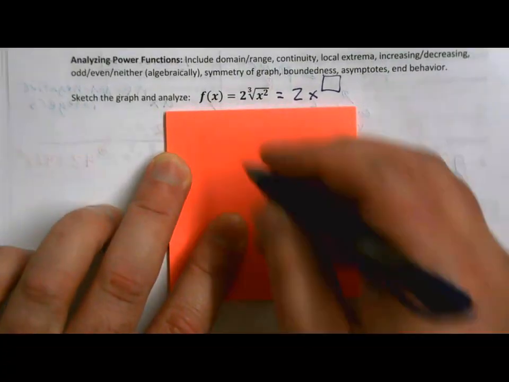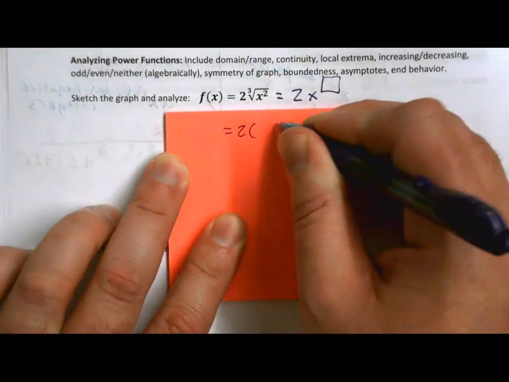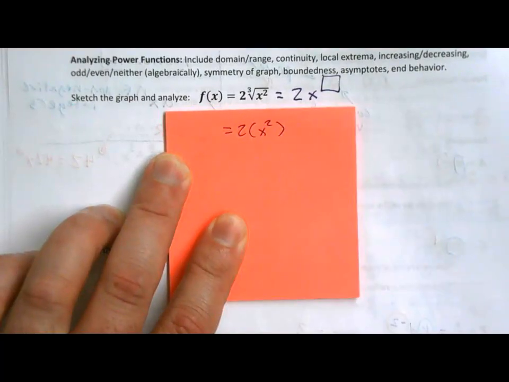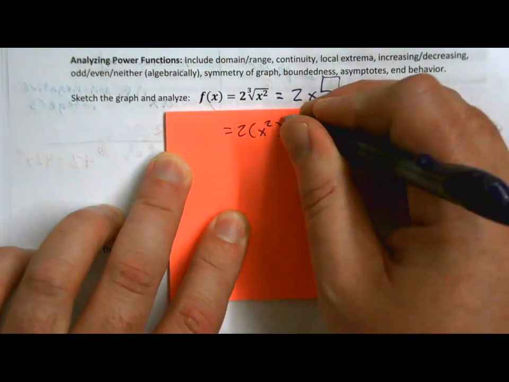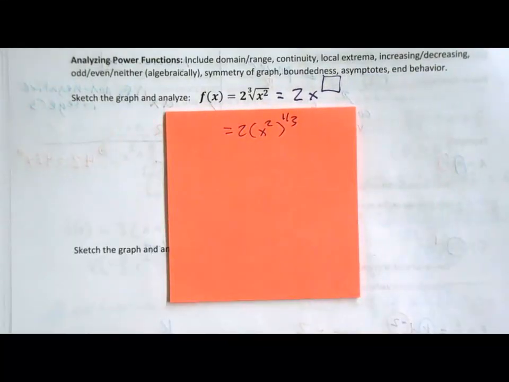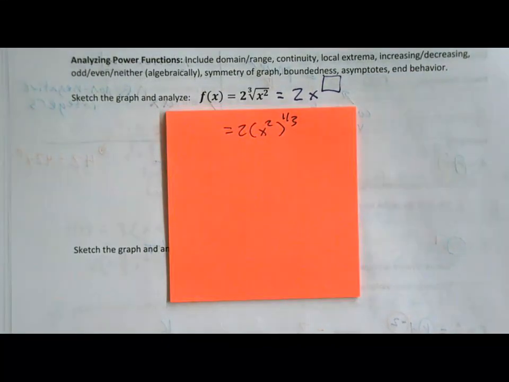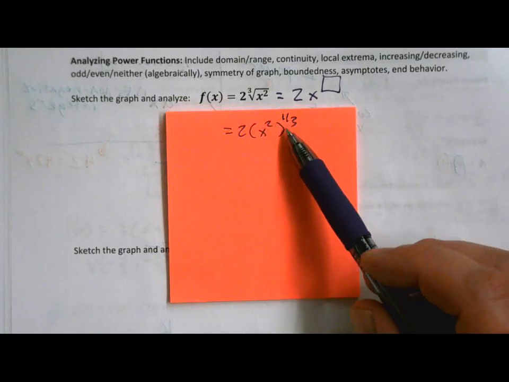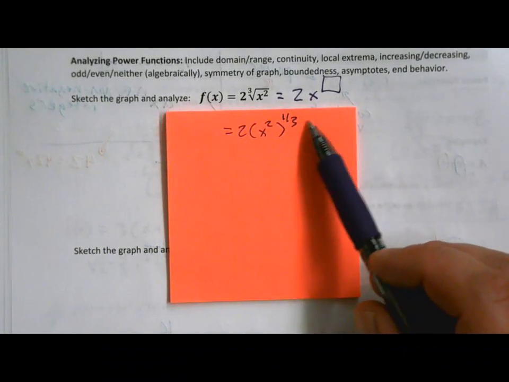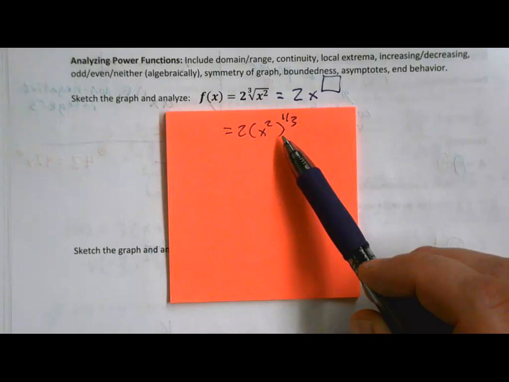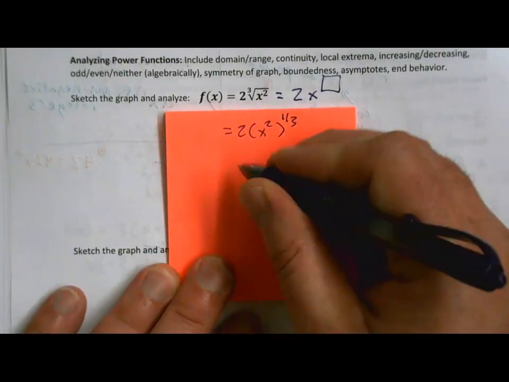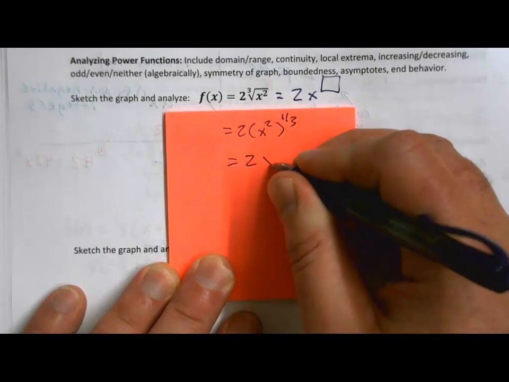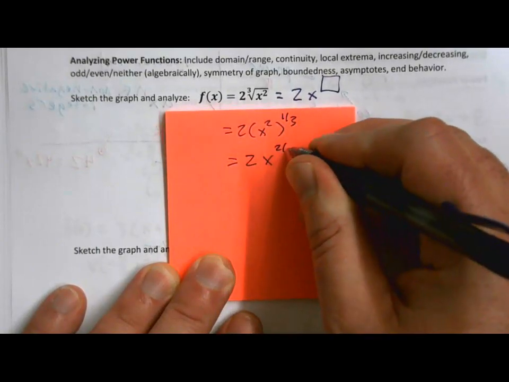For example, some people might start by leaving the x squared alone, but changing that third root to a 1/3 power. And then how are we with our rules for powers? Do you guys know what to do with this 2 and this 1/3? Add, subtract, multiply, divide? Multiply. So this would be 2 times x to the 2 times a third, which is 2/3.